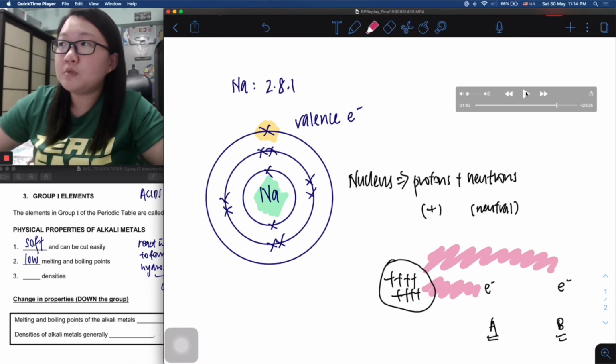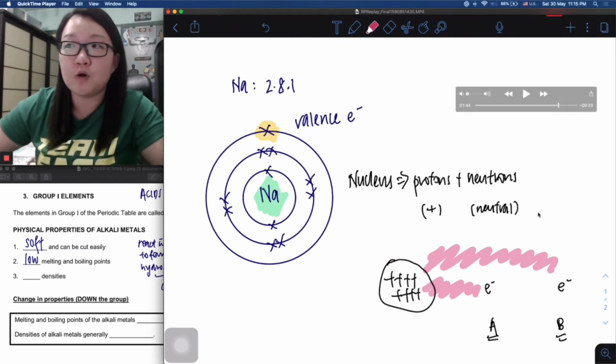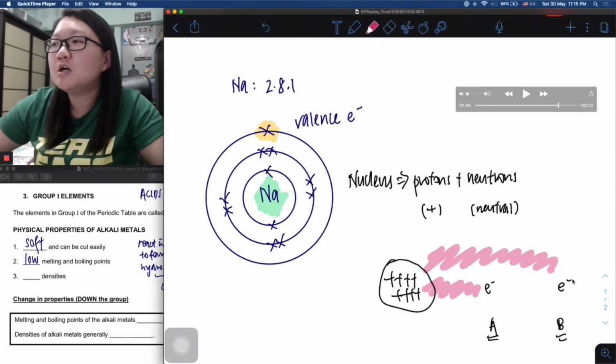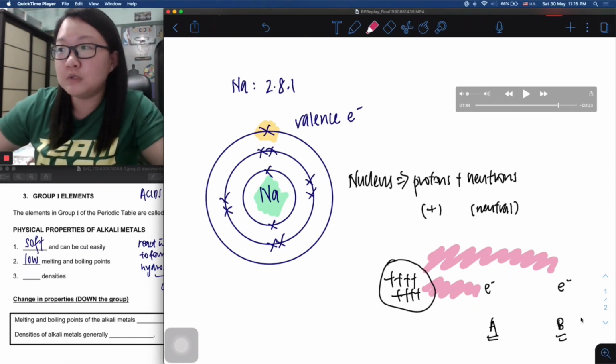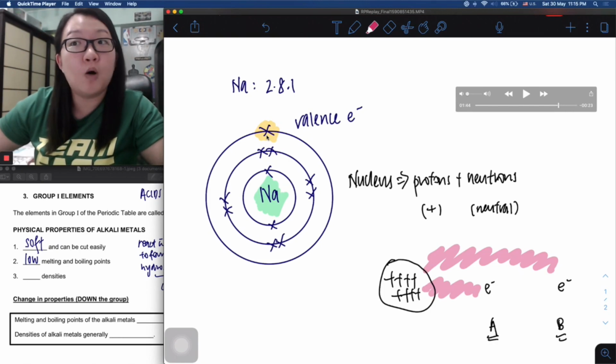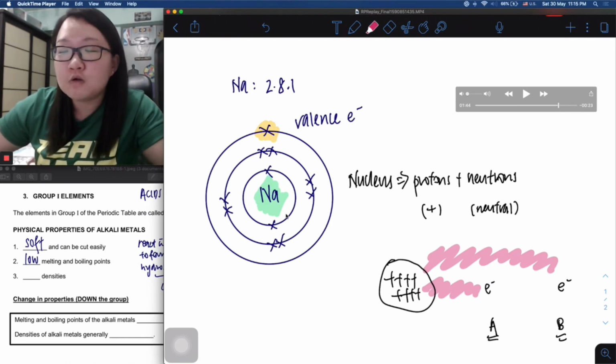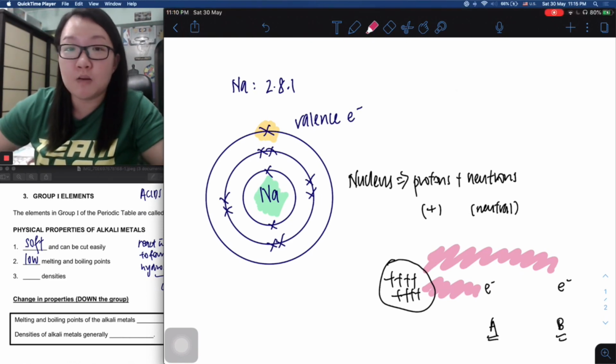Okay, back to explaining why group 1 metals have low melting and boiling points. Without going into too much detail, which you are not required to know now, just appreciate that as you go down the group, you have more and more electron shells, and your valence electron becomes further and further away. Therefore, in a chemical reaction, the valence electron is lost more easily, because it's not as tightly held on by the nucleus anymore. So it results in a low melting and boiling point.